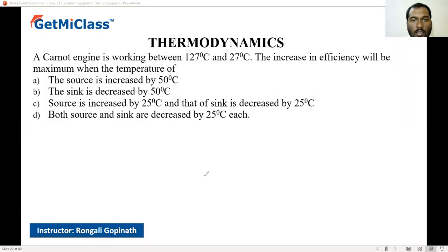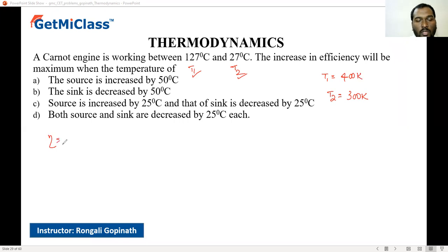A Carnot engine is working between 127 degrees Celsius and 27 degrees Celsius. The increase in efficiency will be maximum when the temperature of, we have 4 different options. So this is T1 and this is T2, temperature of source and that of the sink. Converting them to Kelvin, T2 is 300 Kelvin, T1 is 400 Kelvin.